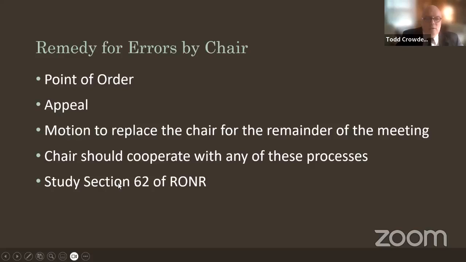If you are in one of these situations where you have a chair who is refusing to follow the rules, study section 62 of RONR. It's pretty much a gold mine of information for what to do if you can't get any satisfaction from the chair, if the chair isn't recognizing your rights as a member.